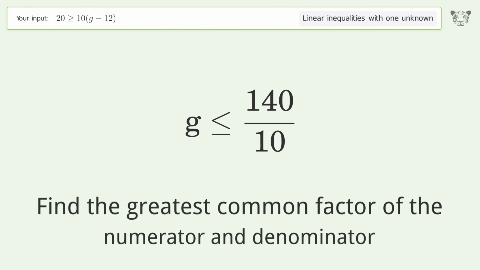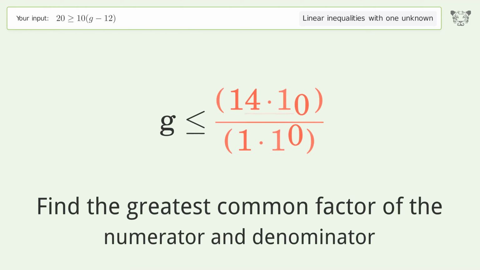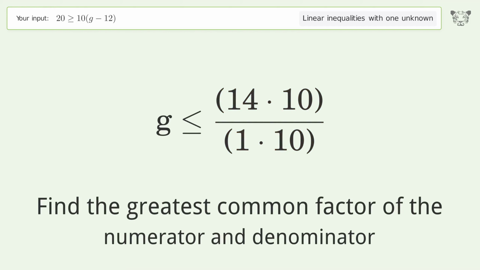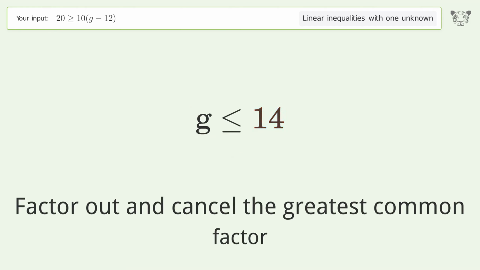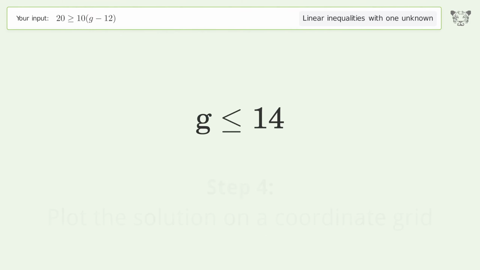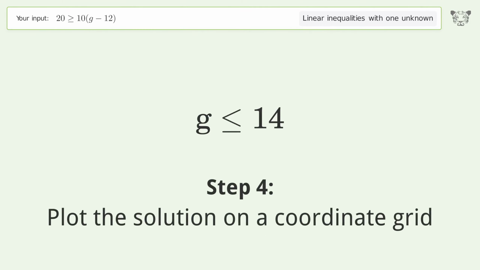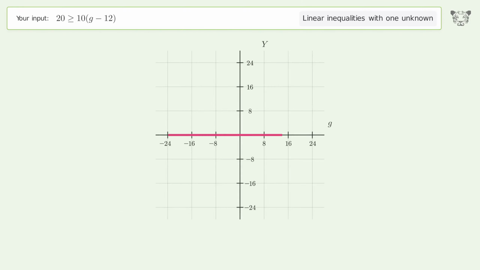Find the greatest common factor of the numerator and denominator. Factor out and cancel the greatest common factor. Plot the solution on a coordinate grid. And so the final result is g equal or smaller than 14.